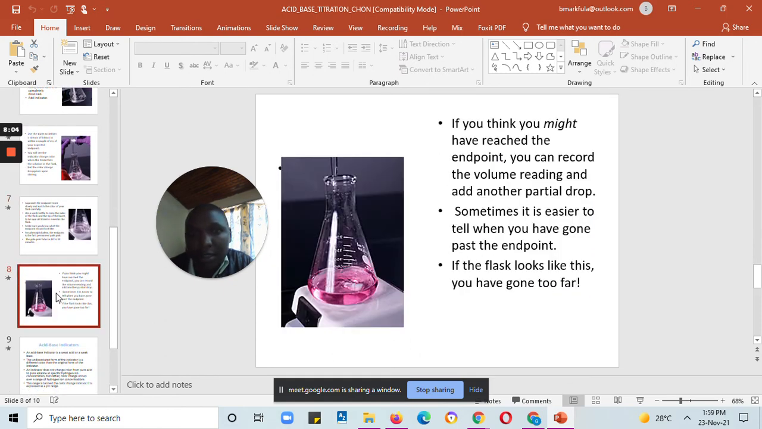So to the next slide, if you think you might have reached the endpoint, then you can now record the volume reading and add another partial drop. Sometimes it is easier to tell when you have gone past the endpoint. If the flask looks like what you're seeing from that diagram, then you have gone too far. Whenever there is that intense color, you must have gone too far.